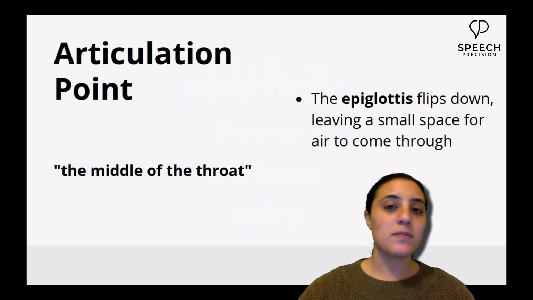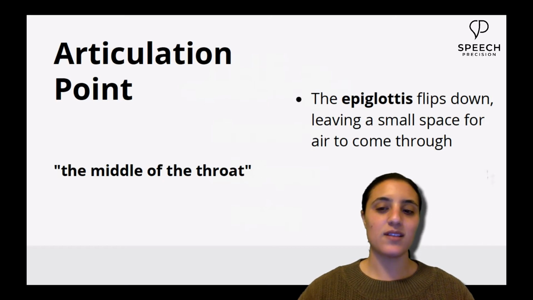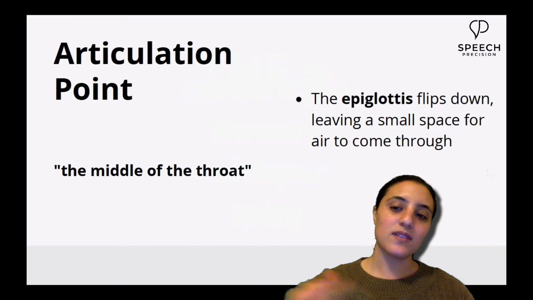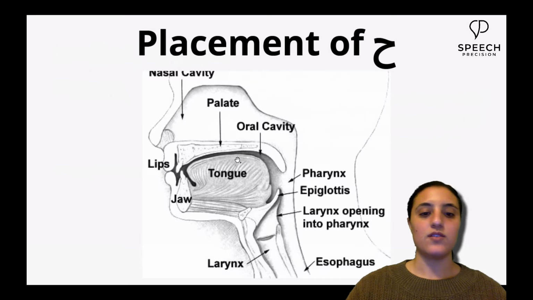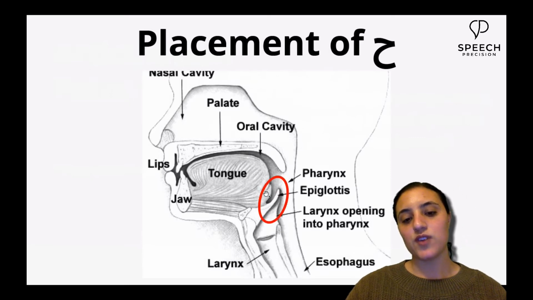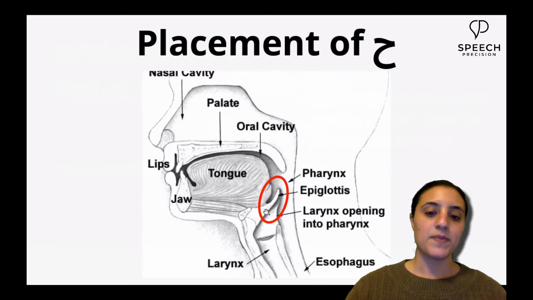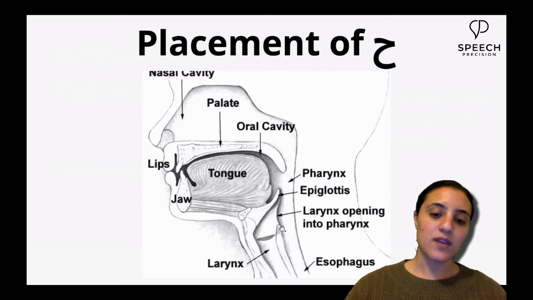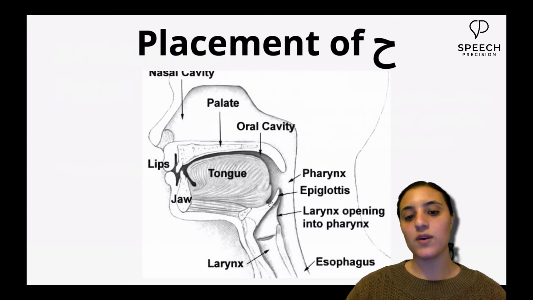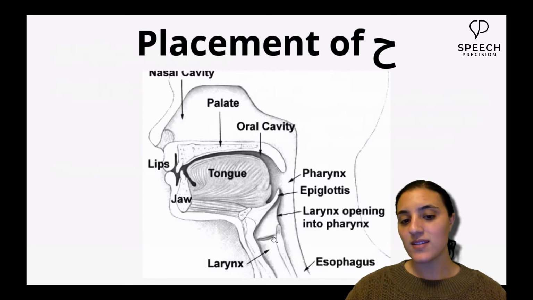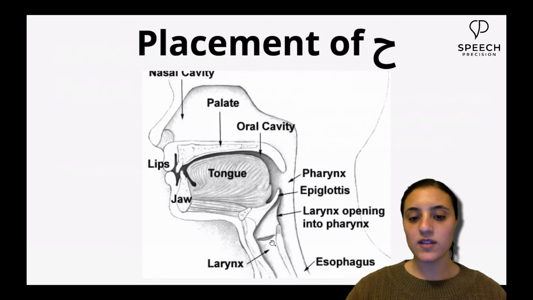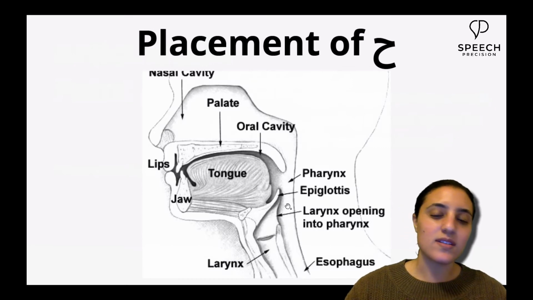All right, let's start with the articulation point of the ha. So the ha comes from the middle of the throat. There's this thing in your throat called the epiglottis. It's kind of like a little flap, and it flips down, leaving a small space for air to come through. So here you have your lips, your tongue, and then right here is your epiglottis. It's in the throat. This epiglottis has the ability to go down all the way and block off your airway completely. Okay? When we're saying the ha though, it's going to go down and leave a little narrow passage for air to come through and out. And that's why we hear that constricted sound.